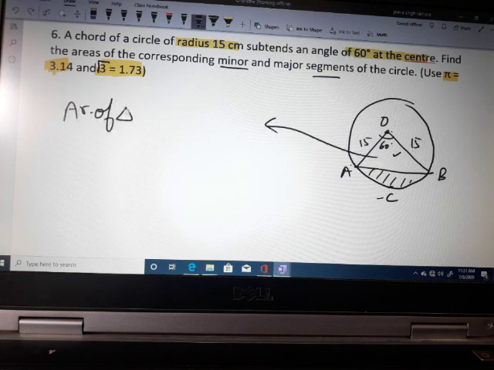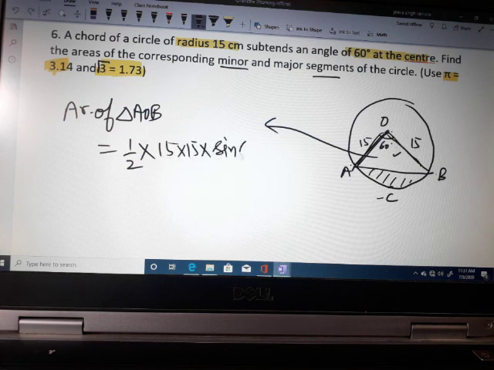I am writing the area of this triangle here to help you. Area of triangle AOB equals 1 by 2, both sides 15 centimeter, 15 into 15 into sine of 60 degrees. We will get the area of the triangle equal to 1 by 2, 15 into 15, 225 into root 3 by 2.